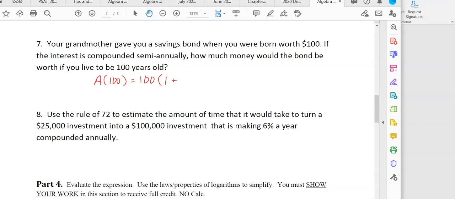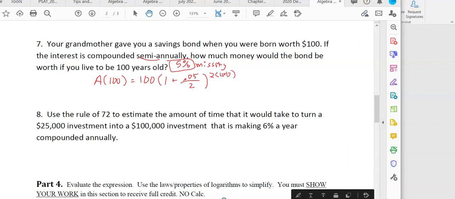How much money would the bond be worth if you live to be 100? Oh, we're missing some interest rate here. So I don't know. Let's say it's 5%. We're missing part of the question. So this was missing information that I should have provided here. So let's just say it's 5%. Then this would be 1.05 divided by n, which is 2, because it was compounded semi-annually, so 2 to the 2 times t, or 2 times 100 power.